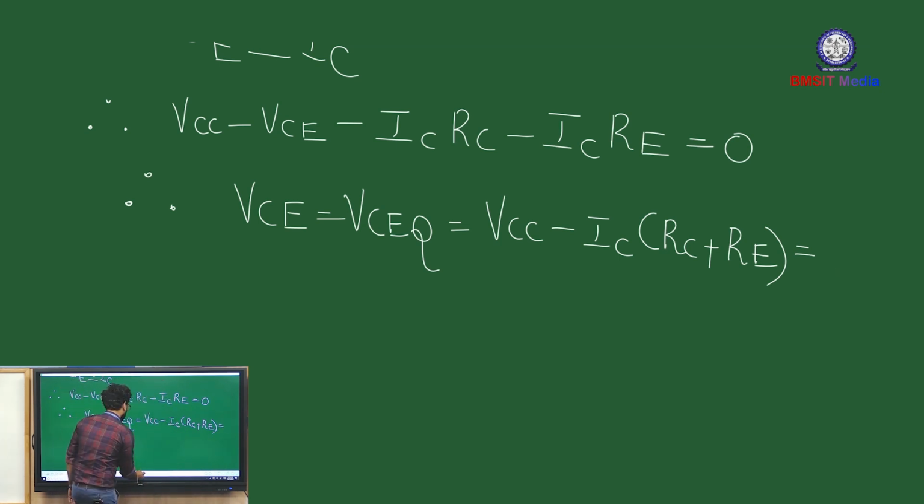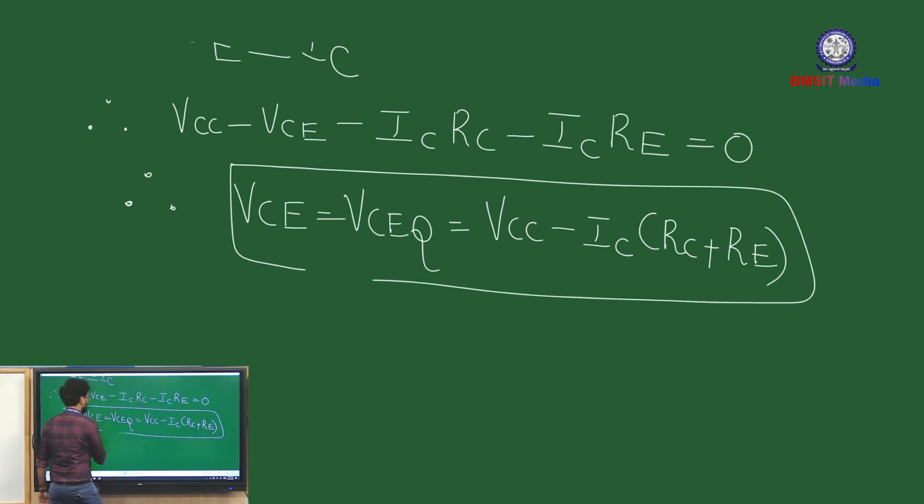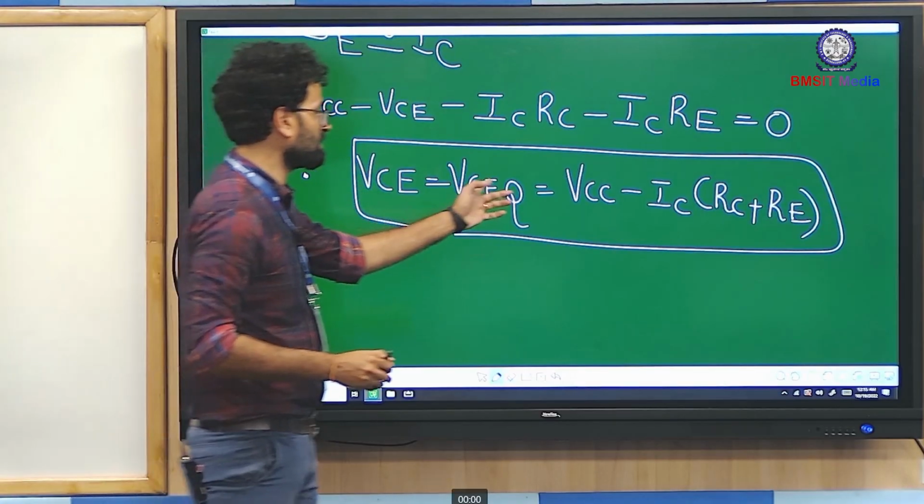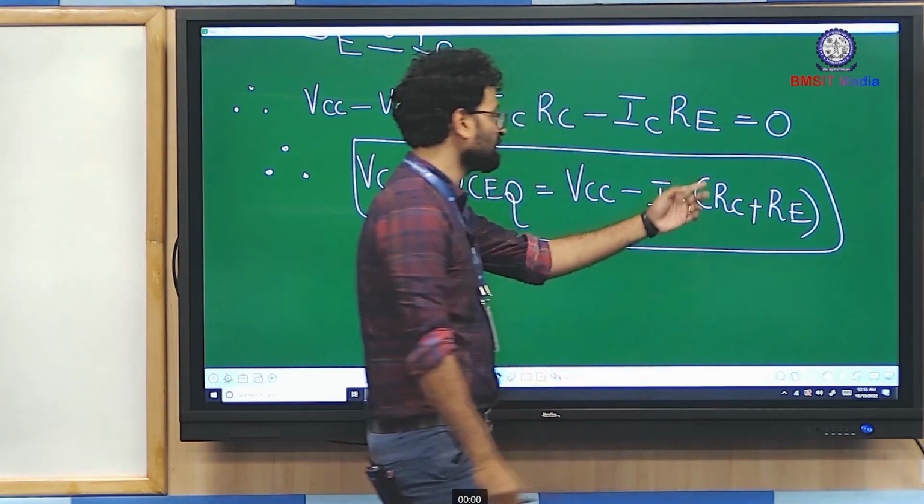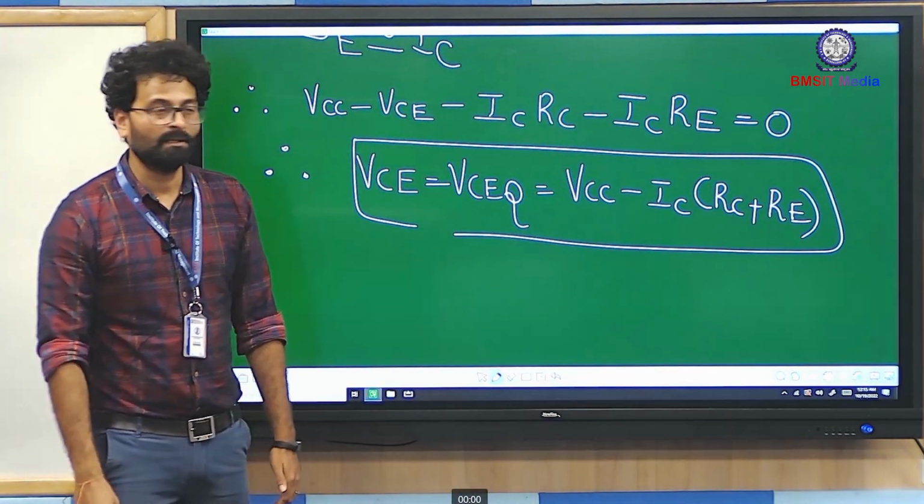Sorry, that's not equal. So sorry. Yeah, so this is the expression for voltage. So LHS is VC and RHS is VCC minus this. So that gives the Q point.